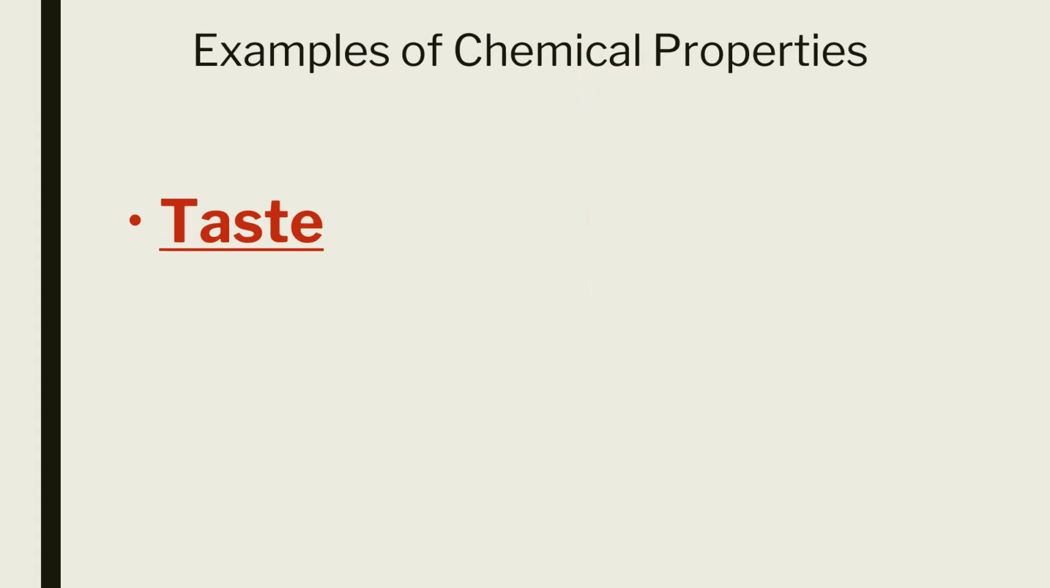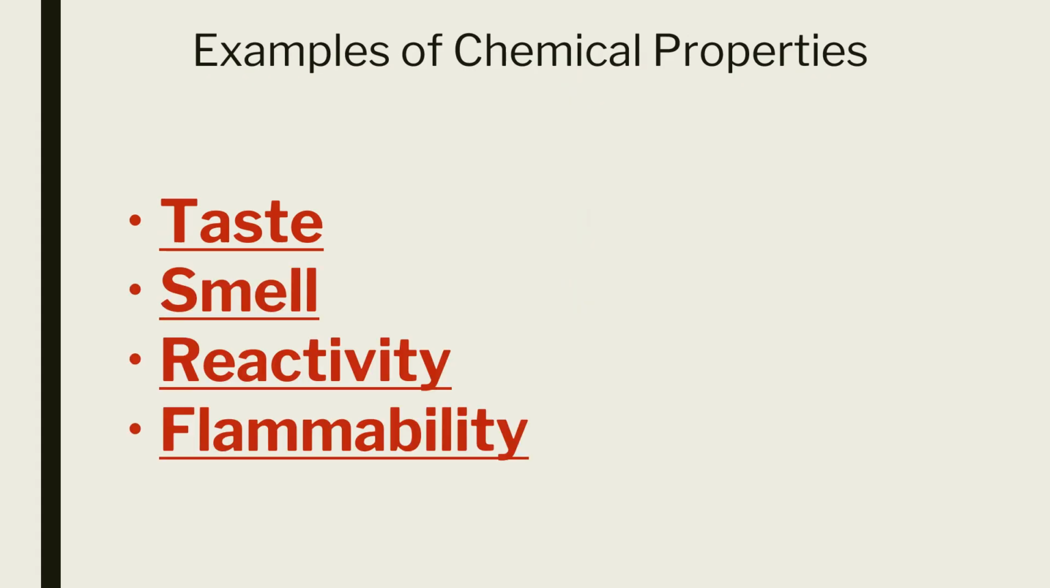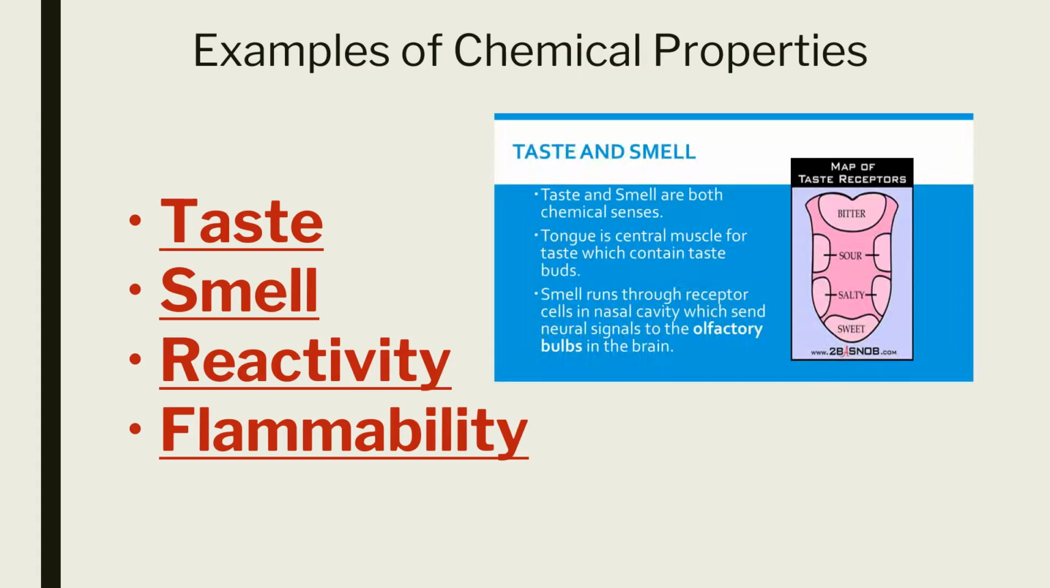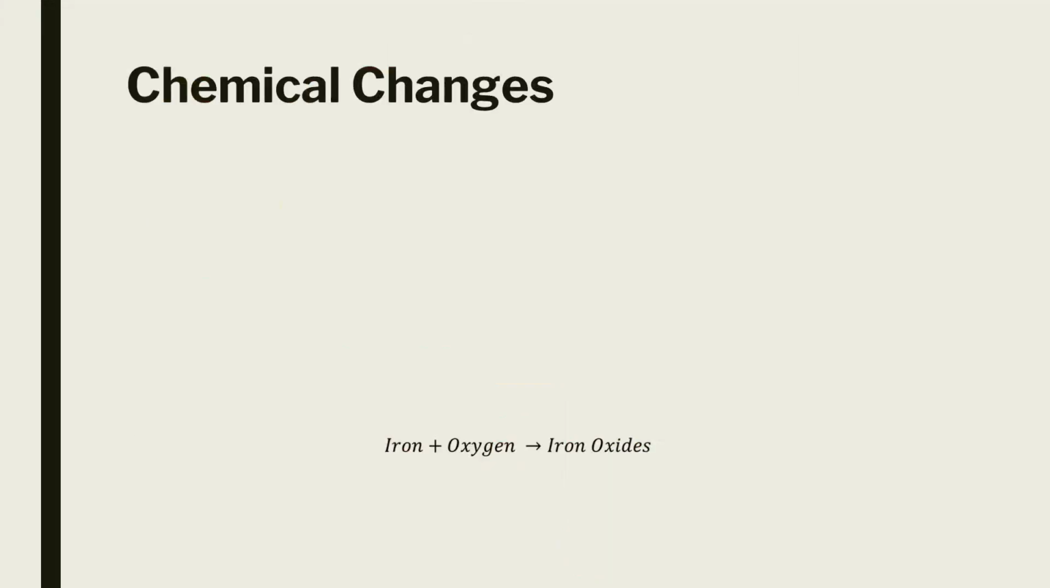So some examples of chemical properties would be smell, reactivity, flammability. Taste and smell are both chemical senses. The tongue is a central muscle. Taste buds run through receptors in the cavity and send signals through the olfactory bulb in the brain. So both taste and smell are chemical properties. Reactivity, flammability: does it react, does it catch fire?